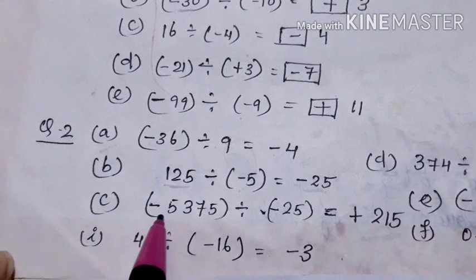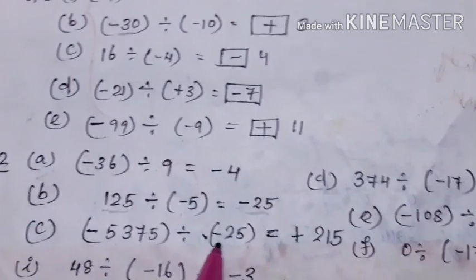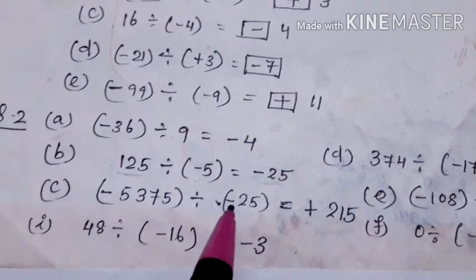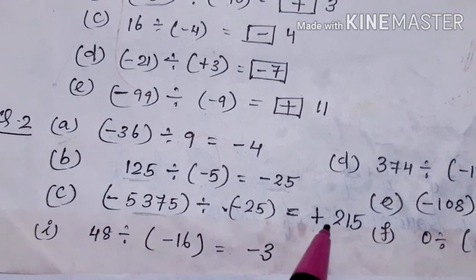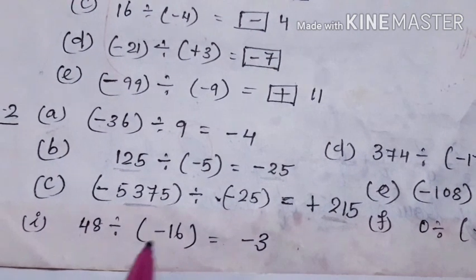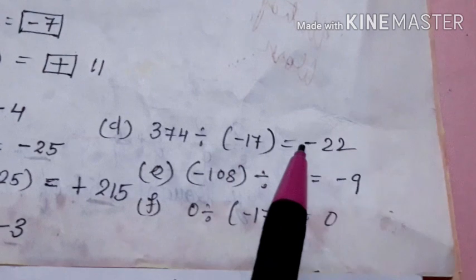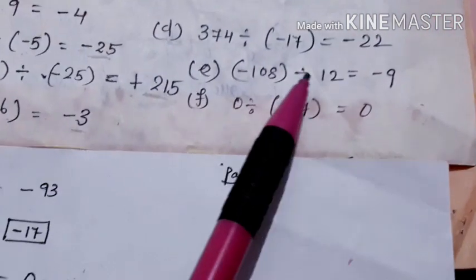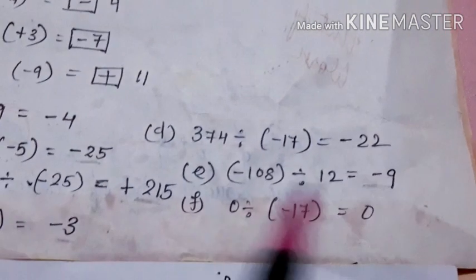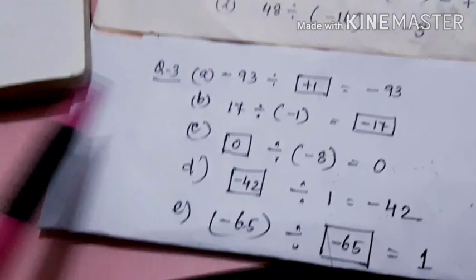Then minus 5375 divided by minus 25. Minus divided by minus is equal to plus. Then you divide by 25, you will get the answer 215 as the quotient. Then 48 divided by minus 16, which is equal to minus 3. 374 divided by minus 17, plus divided by minus is minus, then it will be 22. Then minus 108 divided by 12 is equal to minus 9. 0 divided by minus 17. What will be the answer? 0.